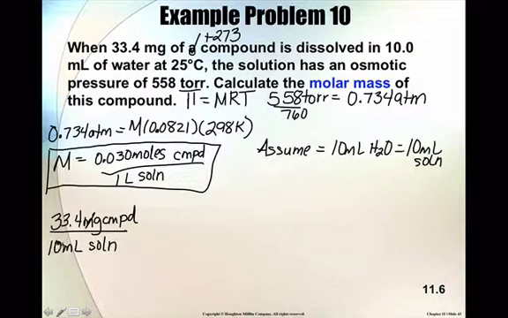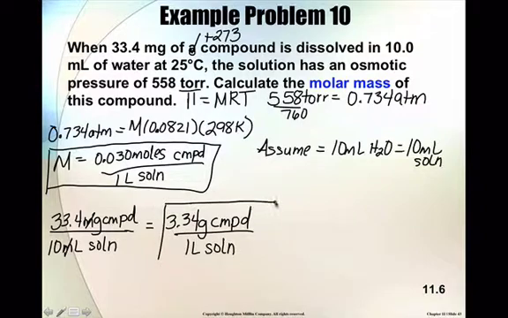Your milligrams are going to cancel out, so this is really the same as grams per liter. And I need to get 1 liter on the bottom to match up here. So I just divide those two numbers together, and I end up with 3.34 grams of compound per 1 liter of solution.